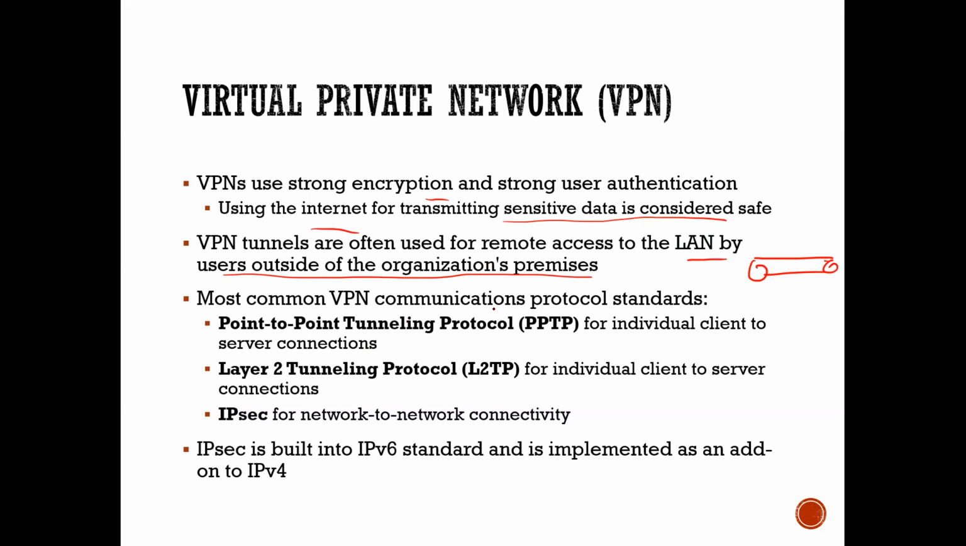Most common VPN communication protocol standards. Mostly there are three protocols. PPTP, point-to-point tunneling protocol, is for individual client to server connections. L2TP, layer 2 tunneling protocol, is also for individual client to server connections. And IP security is for network to network connectivity. So if we are connecting from network to network, we will use the IP security protocol. From an individual client to a server, we will use one of the other protocols. And each protocol has its own specifications.